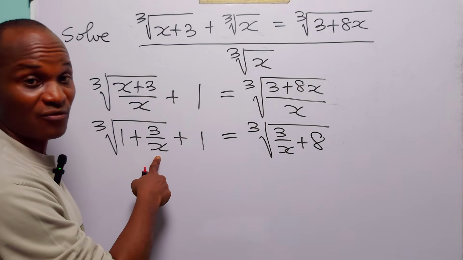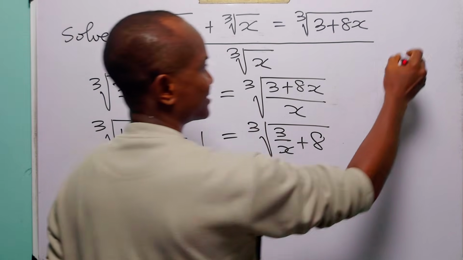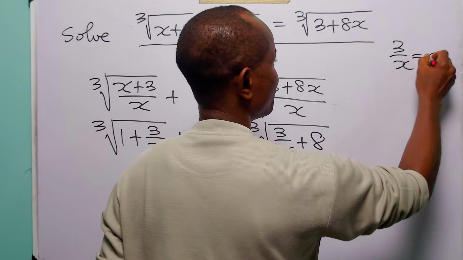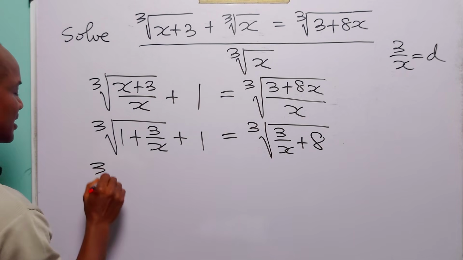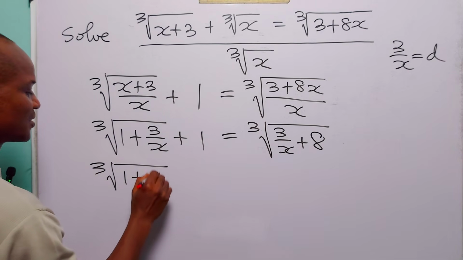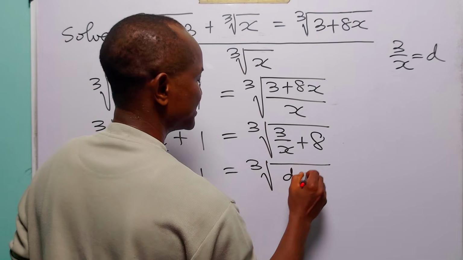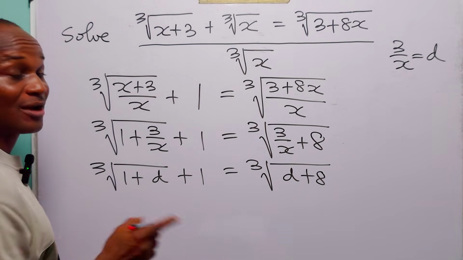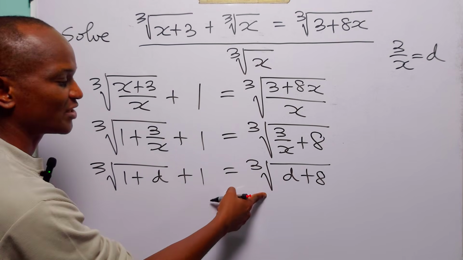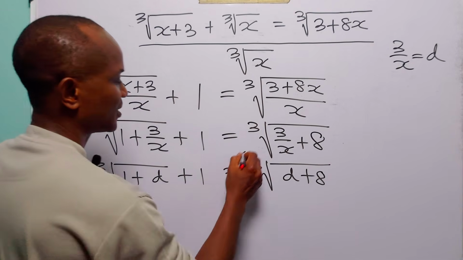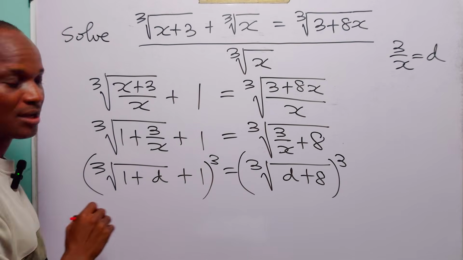Now you can see that we have 3 over x here and also 3 over x here. So to simplify the equation, let 3 over x be replaced with the letter d. We can now write this equation as the cube root of 1 plus d plus 1 is equal to the cube root of d plus 8. Now, the next thing we are going to do is to raise both sides of this equation to power 3 to get rid of this cube root on the right-hand side. So here we have this to the third power, and we also have this to the third power.